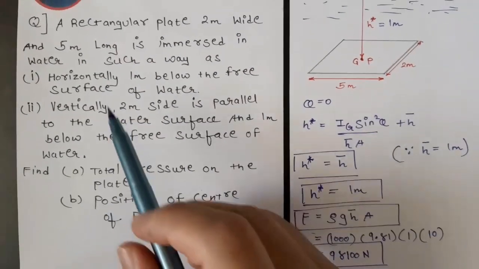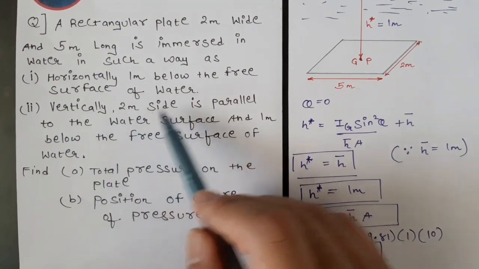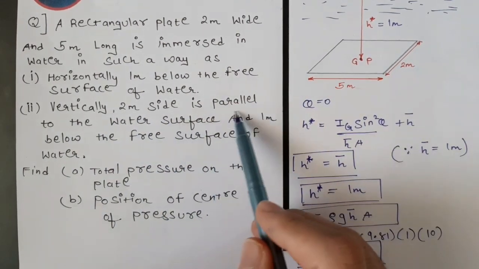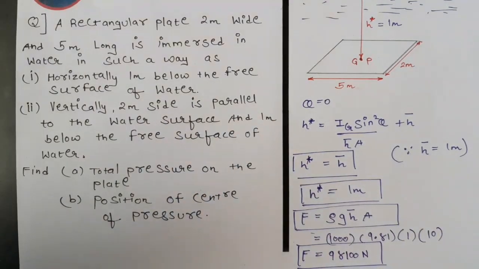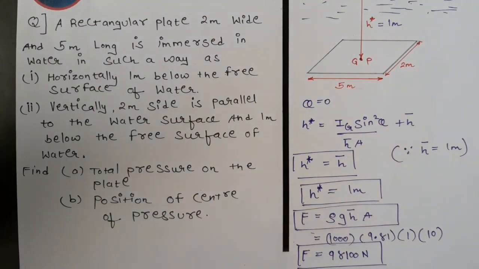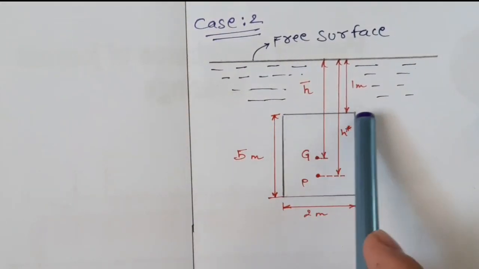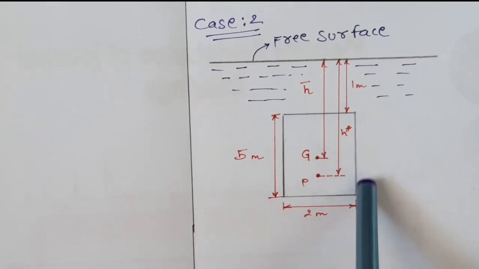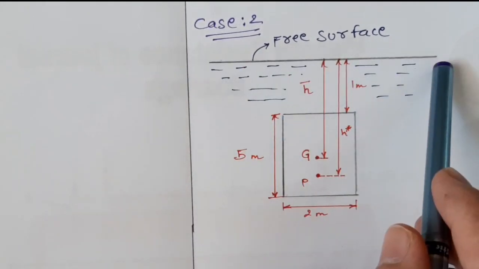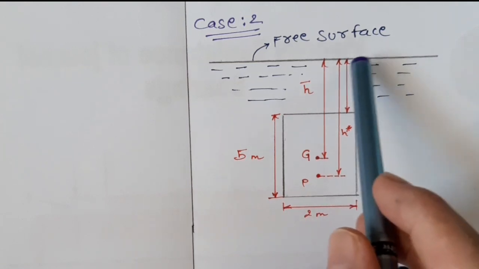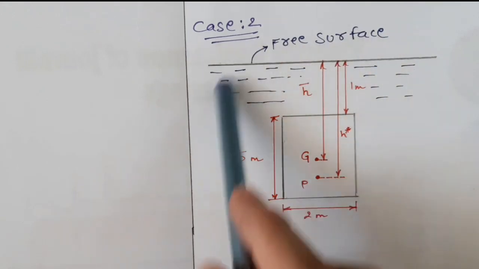Now we will move towards the next condition, that is a plate kept vertically, with the 2 meter side parallel to the surface of the water and 1 meter below the free surface of water. So this is the case: a rectangular plate kept vertical to the free surface and the 2 meter side is parallel to the free surface of the liquid, and 1 meter below the free surface. Observe this figure.